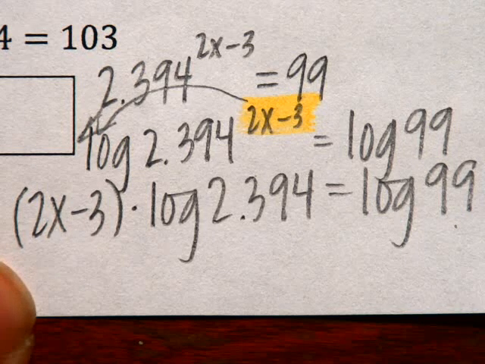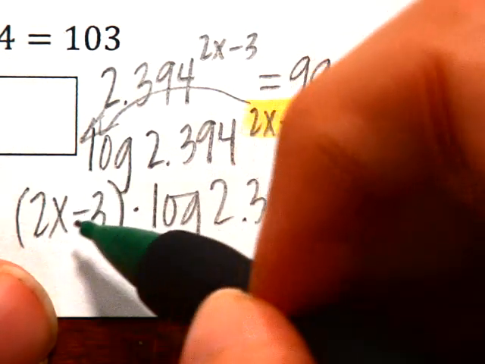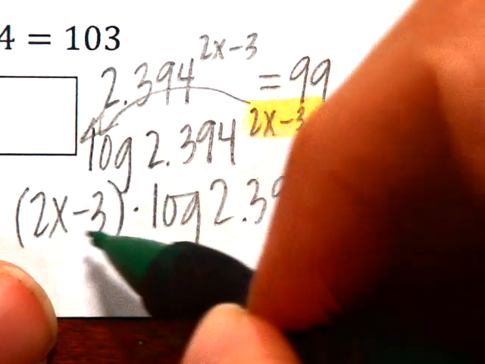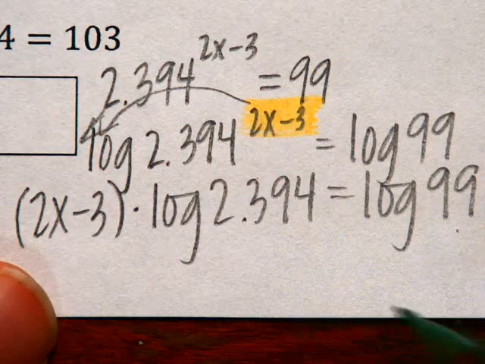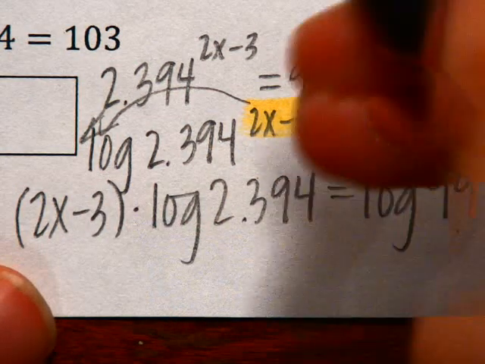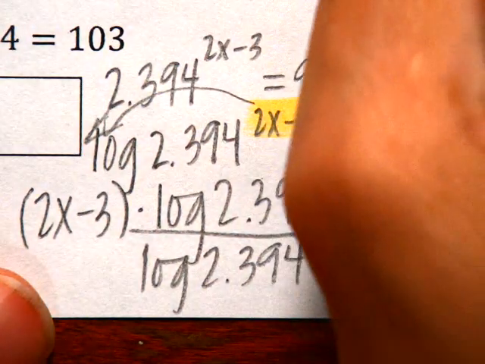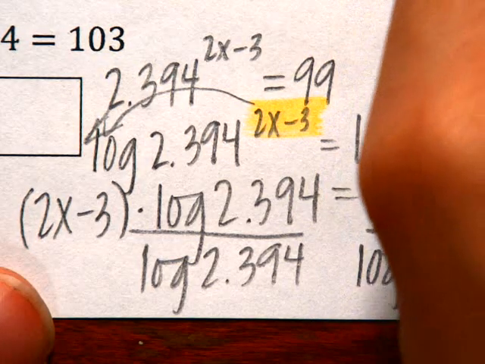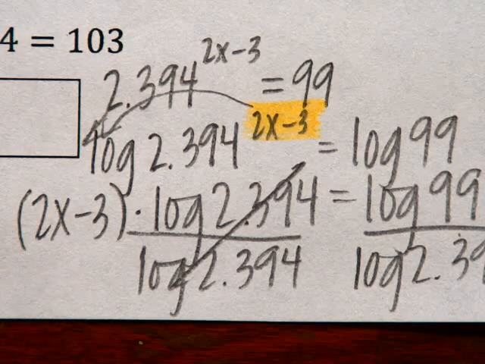If I want to get x by itself, and again, x is kind of a package deal here with the 2x minus 3, I'll deal with that in a second. But if I want to get this exponent by itself, I got to get rid of the log part. It's multiplying, therefore I'll divide it to the other side, and divide it to the other side as well. That cancels the log from the left-hand side, which is good.